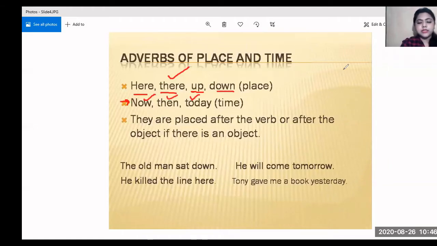Now let us look at the example. The old man sat down. What did I say in the first place? That they are placed after the verb. So can you find the verb over here? Sat is the verb. So we will be placing an adverb next to it. So down is the adverb.